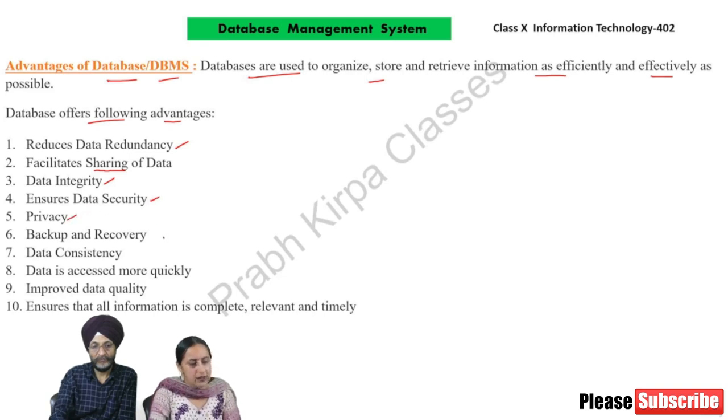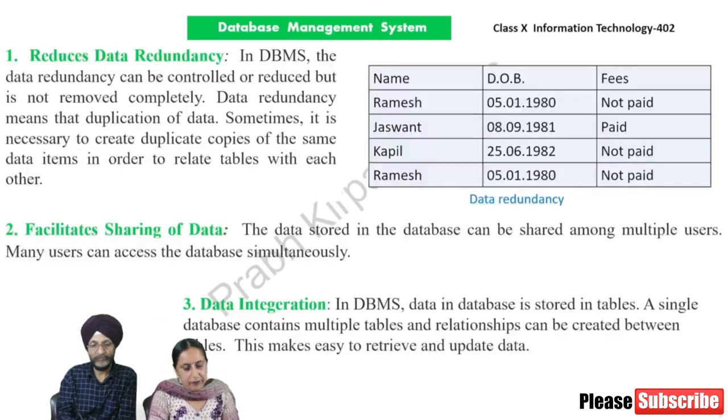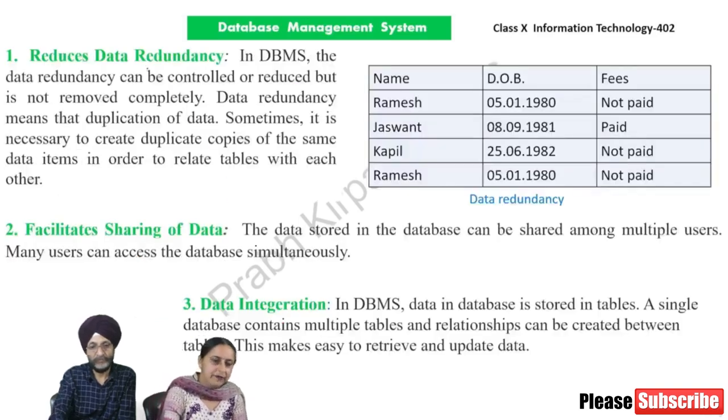Fifth, privacy. Sixth, backup and recovery. Seventh, data consistency. Eighth, data is accessed more quickly. Ninth, improved data quality. Tenth, ensures that all information is complete, relevant, and timely. Now we discuss each point one by one.